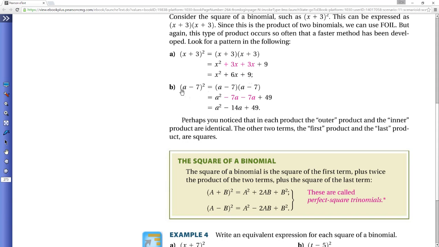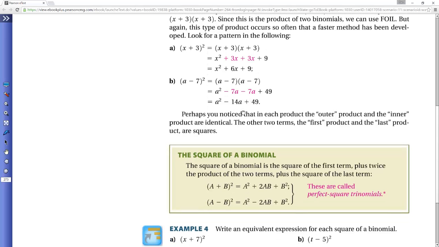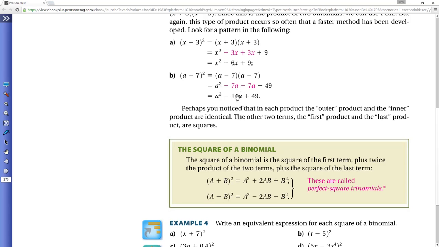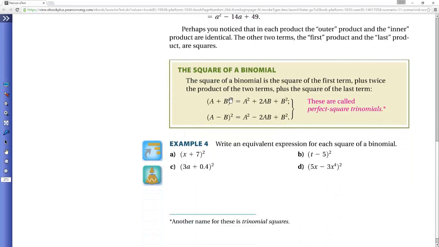Same thing with a difference in here that's squared, like a minus 7. The only thing that happens here is that I ended up with 2 of the 3x's. Here I get 2 of the negative 7a's, which is negative 14a. That's the pattern they want you to recognize. Like I said, this is really about factoring. We want to get to the point where, when I see this, I should be able to say, and you have to remember this.